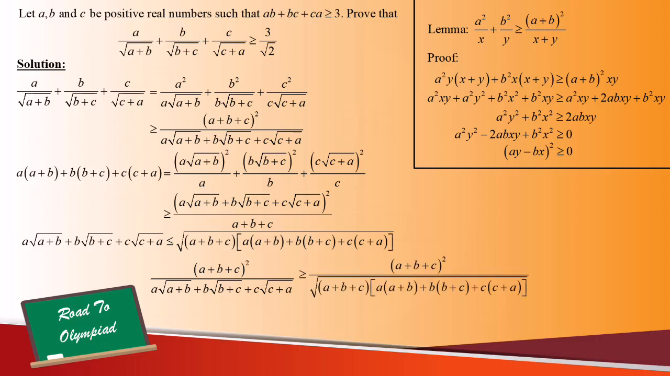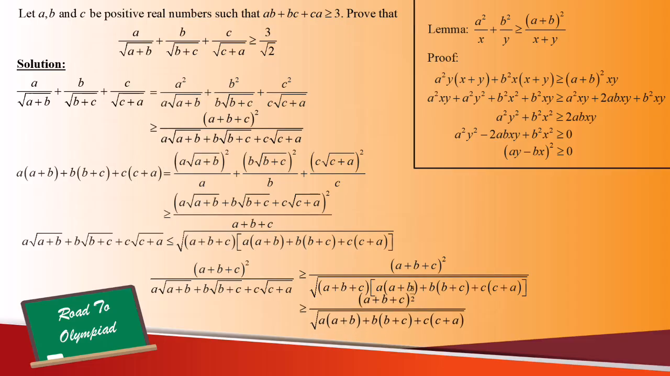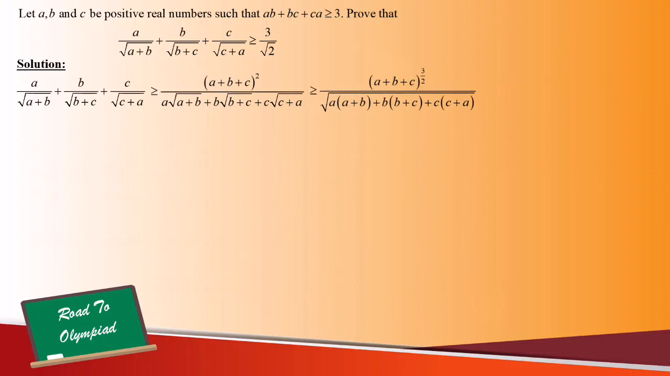Here we can simplify the terms with a plus b plus c to get (a plus b plus c) the whole thing to the power of 3 over 2 on the numerator. Now let's rearrange the information we have so far. We now have a over square root of a plus b, plus b over square root of b plus c, plus c over square root of c plus a is greater than or equal to (a plus b plus c) the whole thing to the power of 3 over 2 over the square root of a plus b plus c plus c plus a.